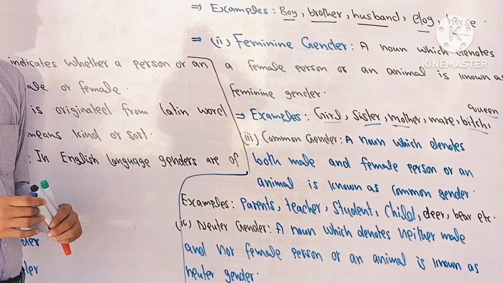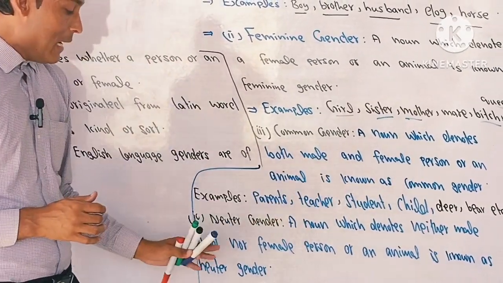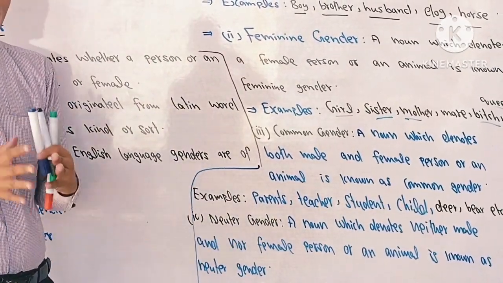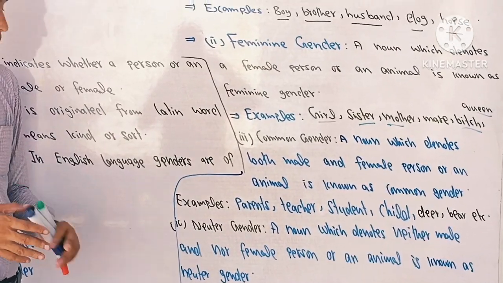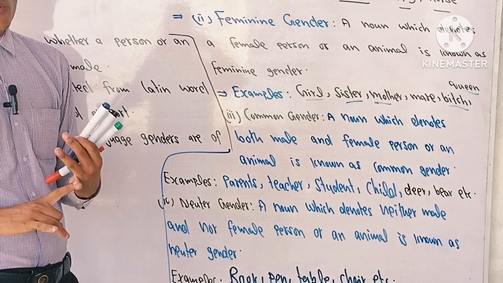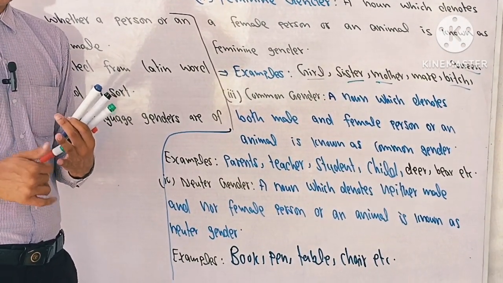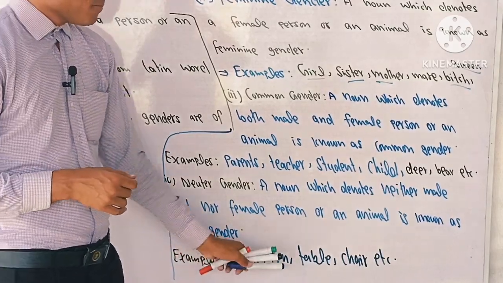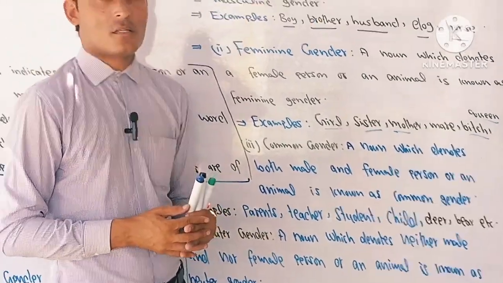Neuter gender. A noun which denotes neither male nor female person or animal is known as neuter gender. For example, book. So it does not refer to a male person or male animal, or a female person or female animal. Pin, especially refers to things. Table, chair, etc.